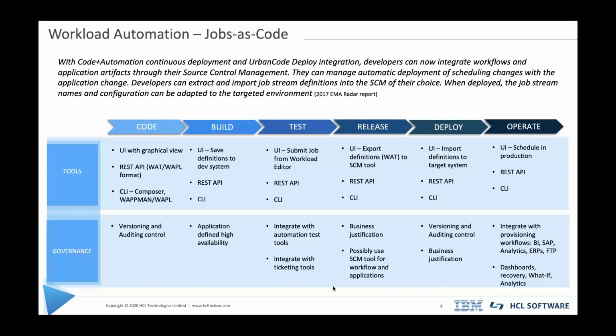So you can do it with the UI, and for application developers, it might be particularly easier to do it with graphical views, and you can do that right now with the Dynamic Workload Console. You can do that with REST APIs, and you can use on distributed the workload application template format to use REST API to define a job stream, or WAPL format if you're a mainframe customer.